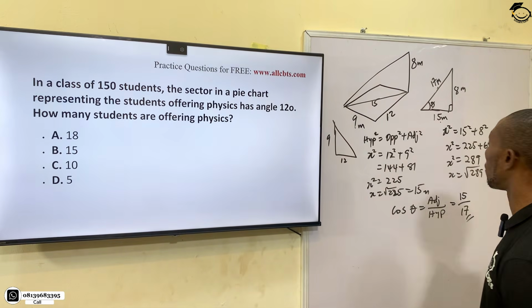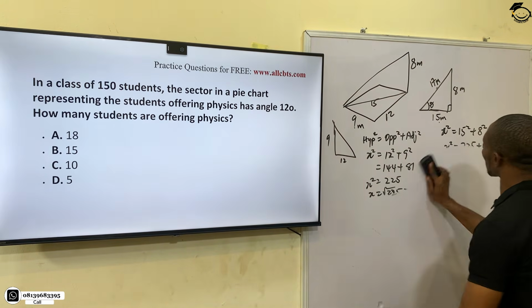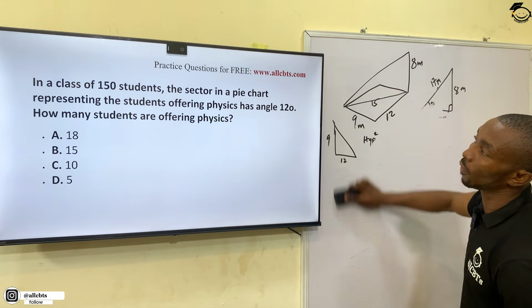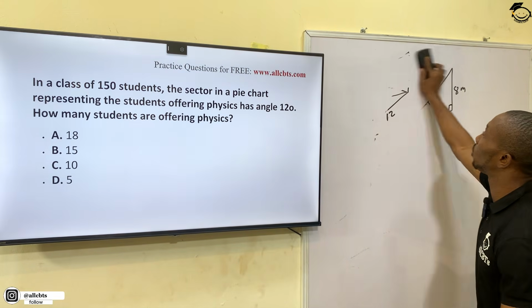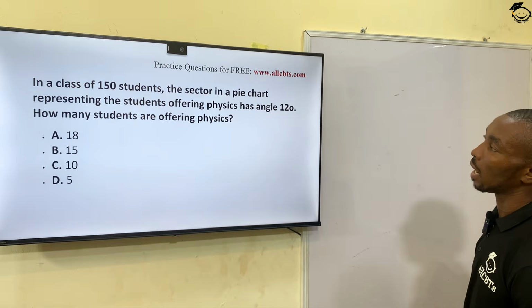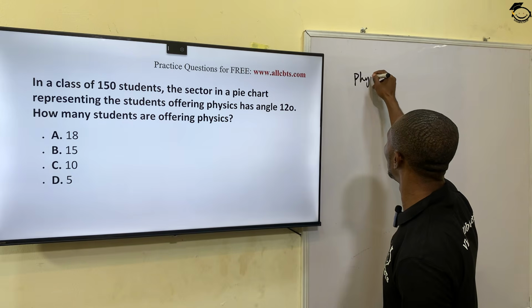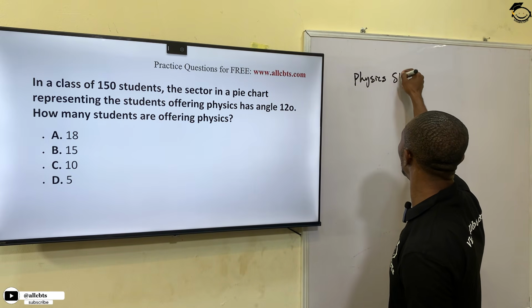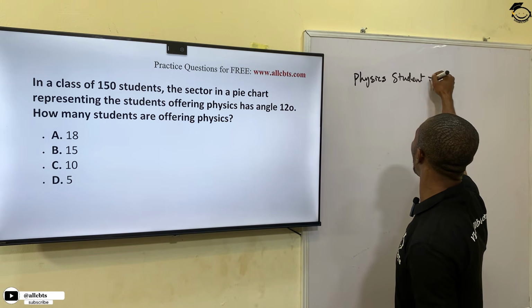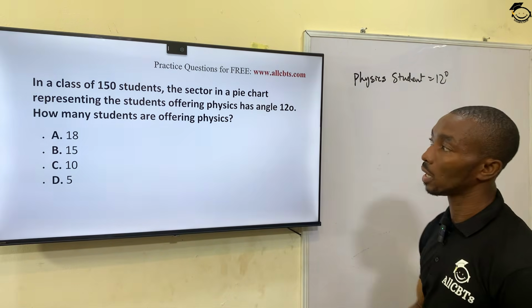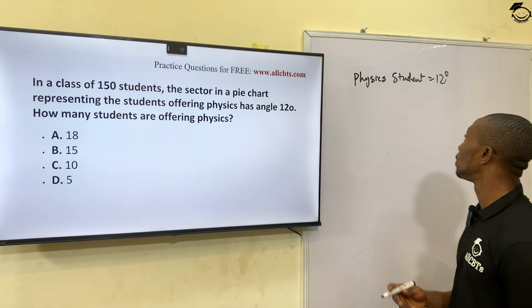In a class of 150 students, the sector of a pie chart representing the students offering physics has an angle of 12 degrees. So physics students occupied 12 degrees. Now they said how many students are offering physics?